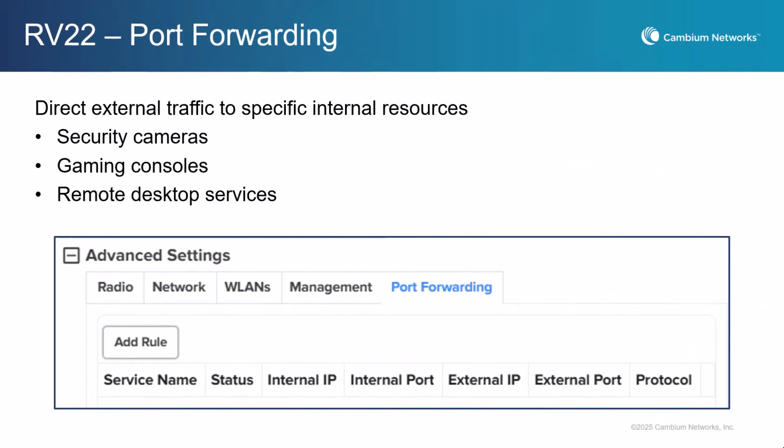This new release of cnMaestro introduces port forwarding functionality for the RV22 home mesh router. This feature allows subscribers or service providers to configure rules that direct external network traffic to specific devices within the home network. Common use cases include enabling access to security cameras, gaming consoles, or remote desktop services. Configuration is accessible via the cnMaestro subscriber app or cnMaestro Cloud, providing greater flexibility for advanced network setups.